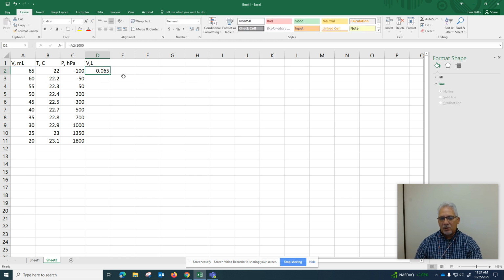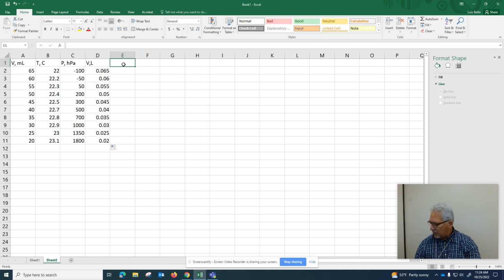You don't have to do the same thing over and over. Just go to the right corner here and drag down, and Excel will automatically do the calculation for you. The only thing you need to do is write this equation, dividing A2 over 1000, and then drag down.